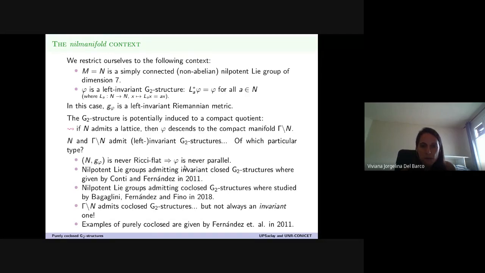Okay, and now I don't see. It says also examples of purely coclosed. They are already in the literature, and they were also treated by Fernandez, Villacampa, and others. And there are examples, but as far as we knew, there was no general study of these structures, at least on the manifolds.